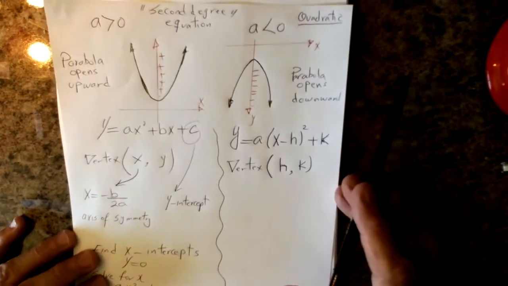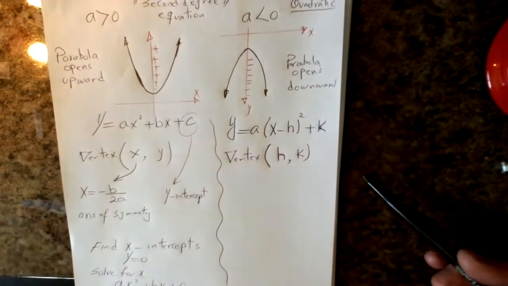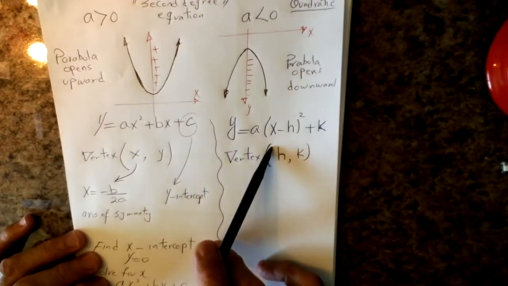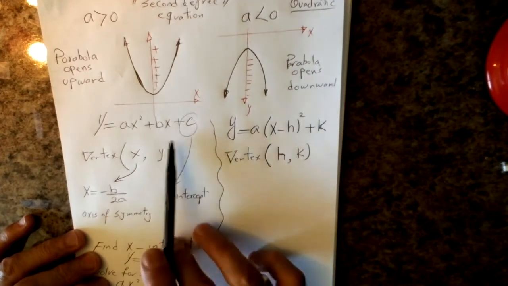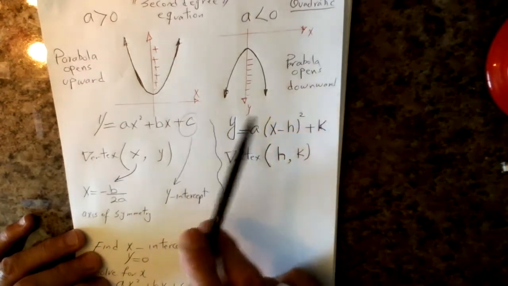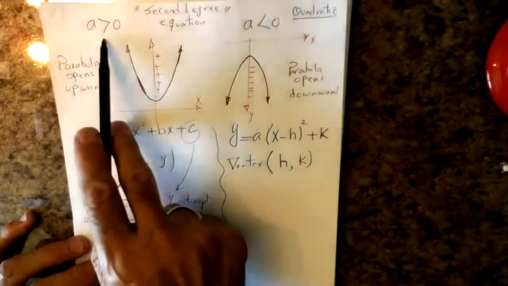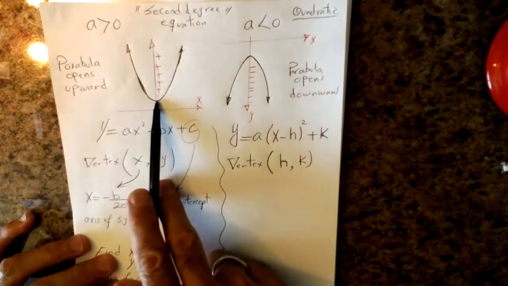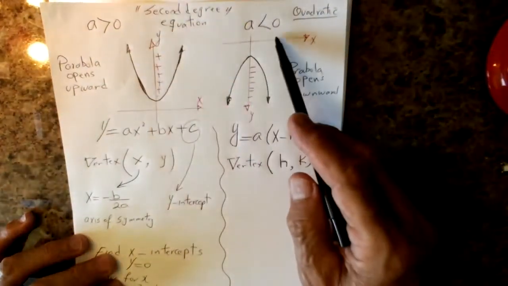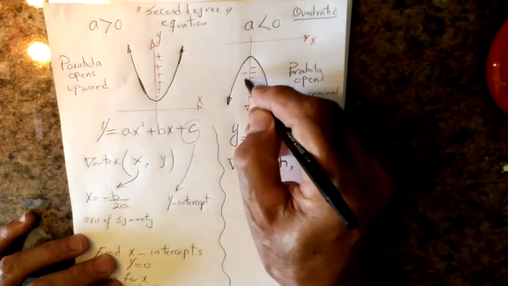And we introduce the equation of a parabola in two different forms. We either use this formula or this one. As I go through the problem, I will discuss the main difference between these two. But they both have one thing in common: if the value of a is a positive number, then the parabola always opens upward toward the positive y. If a is negative, the parabola always opens downward toward the negative y.